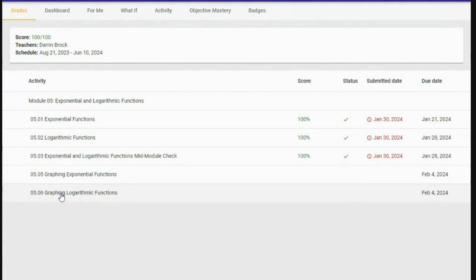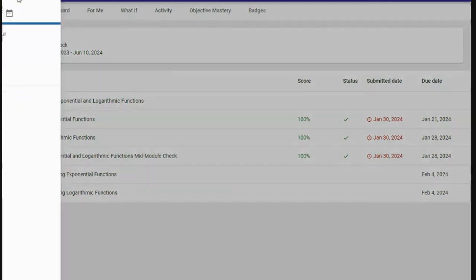Today we're going to learn about graphing exponential functions and graphing logarithmic functions. So today we are learning to graph functions. We learned exponential functions two weeks ago. We learned logarithmic functions last week, and now we're going to learn about graphing both of those.